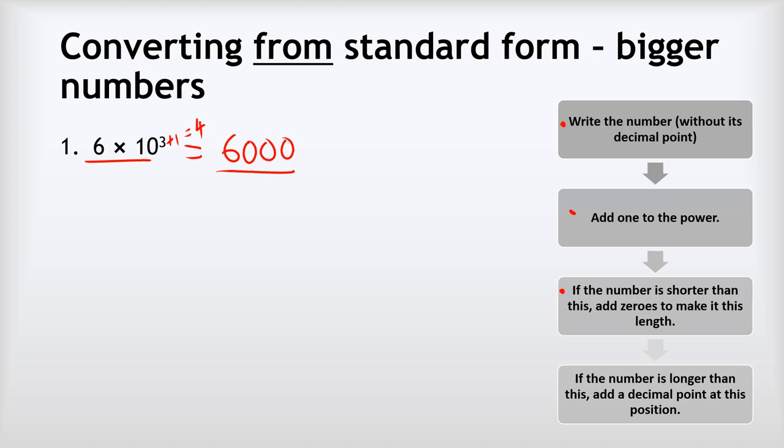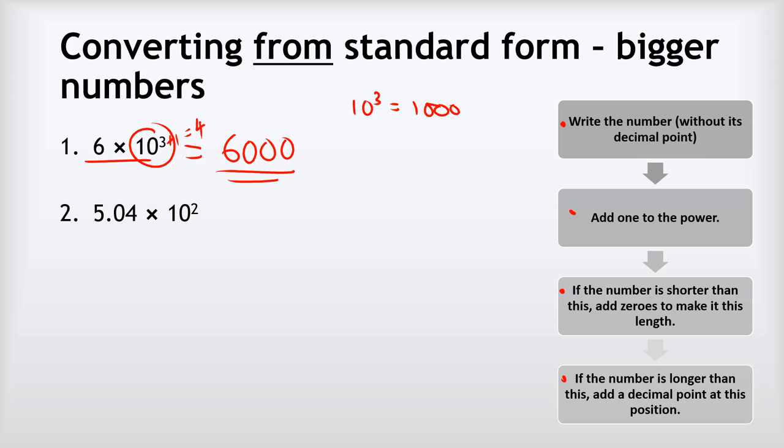Now, there is this little step down here. It says, if the number is longer than this, add a decimal point at this position. But we don't have to worry about that just yet, although we will see that in future examples. And the last thing to do, a bit like last time, is to do a bit of a sense check. So 10 to the power of 3 is 1,000. So we should be expecting an answer in the thousands, and that's exactly what we've got.